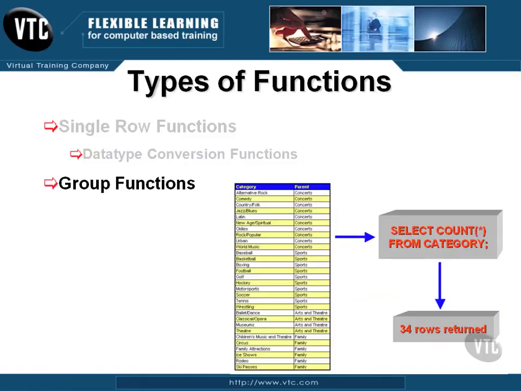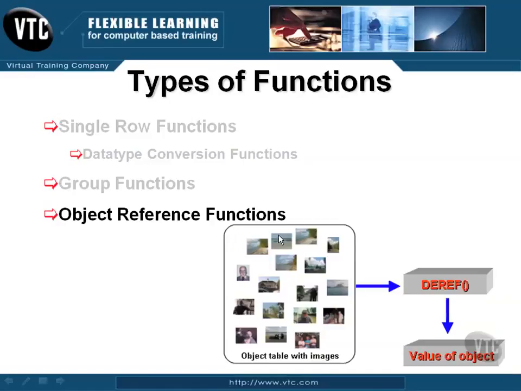Group functions are another type of function. They are not single row functions, but we will look at them as a type of function. The group function allows you to summarize or analyze information by grouping sets of records into fewer rows. So if I was to count all the rows from the category table, I'd actually get an answer that said 34, as opposed to 34 rows being printed out like this. So the count function helps to summarize data.